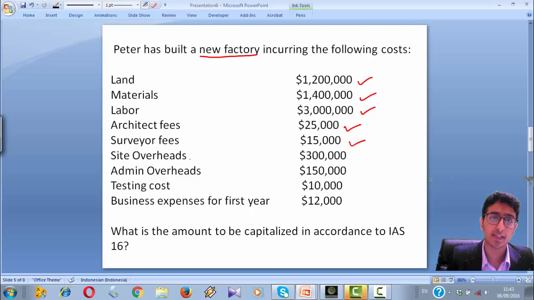How about site overheads? Site overheads are basically the overheads which we will incur to prepare the site. This means that we are also allowed to capitalize this. Admin overheads of $150,000. Administrative overheads are usually office overheads, which has nothing to do with the factory. This means that we are not going to capitalize this cost.